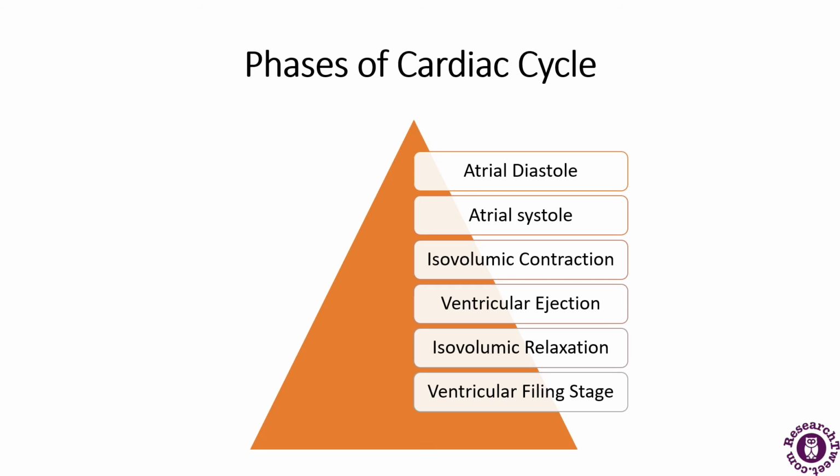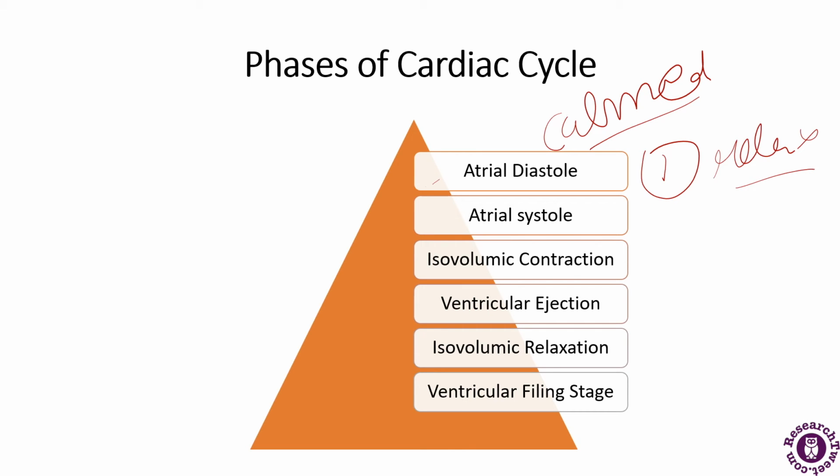So next I will be discussing the phases of the cardiac cycle. Now there are different phases of the cardiac cycle. So what are these? There is atrial diastole, in which the chambers of the heart are calm. That is when the aortic valve and the pulmonary artery valve close, and the atrioventricular valves open, allowing the chambers of the heart to relax. So this is about the atrial diastole.